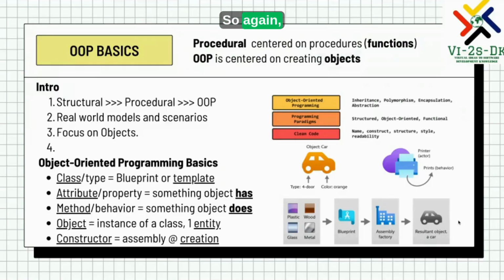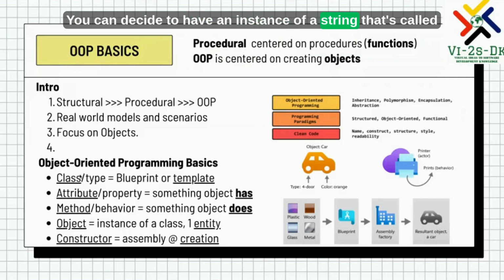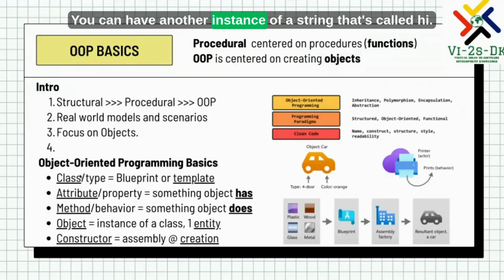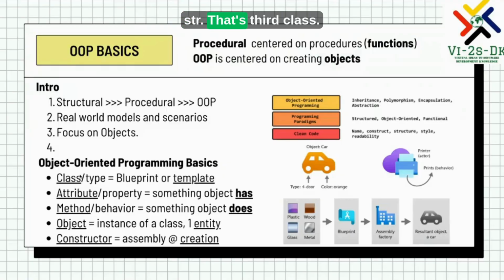Okay. So again, as you requested, a class and a type to explain that. When you start writing code, for instance, you say hello world. The world is of a certain type, a certain data type. That hello is a string. So that data type is a string, which technically is also a class. A string is a class. You can decide to have an instance of a string that's called hello. You can have another instance of a string that's called welcome. You can have another instance of a string that's called hi. All of those strings are created from the class str, that str class.